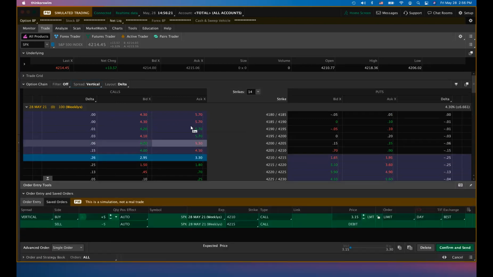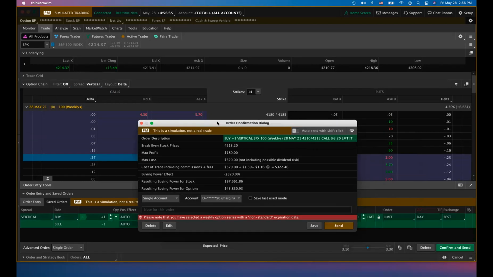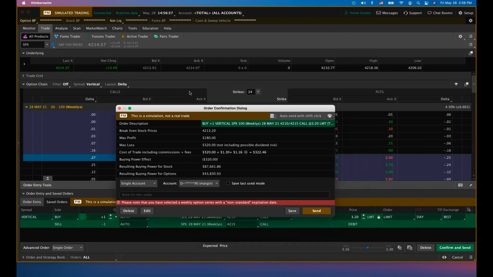If I click one time on that, this time I'm on the call side. I'm going to buy it for $315 or $320. Lock that in, just going with one here for example. Confirm and send. Let's look at the P&L. My maximum profit here is $180. It's $180 based on the width of the spread, which is 5, minus the premium I am paying, $320, which is also my maximum loss.